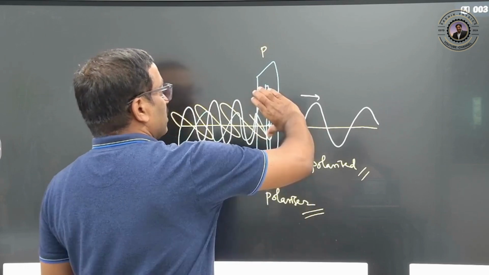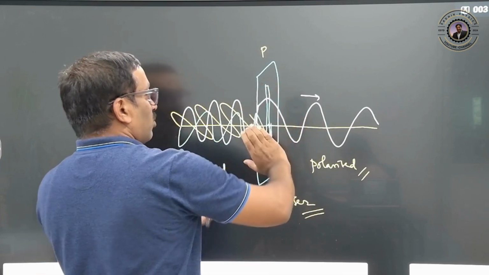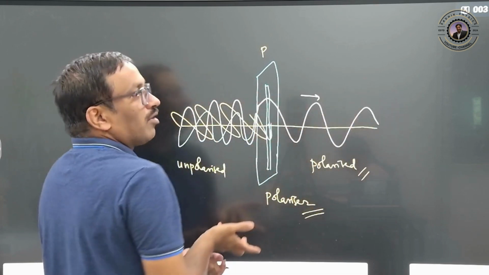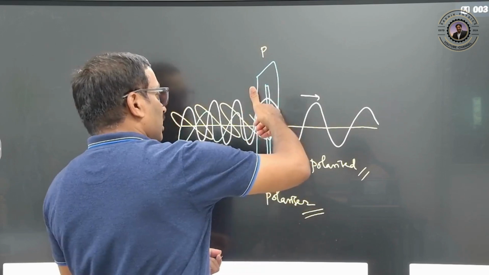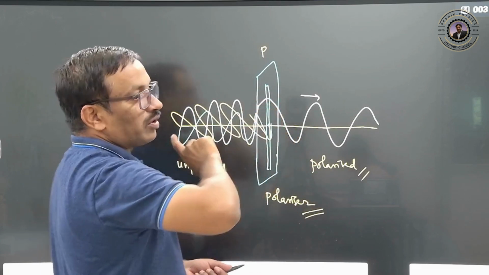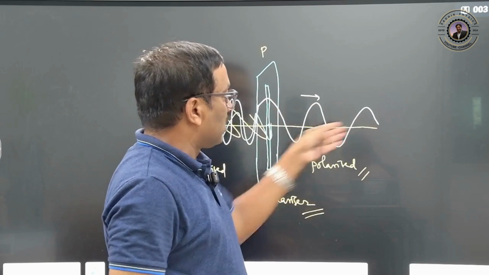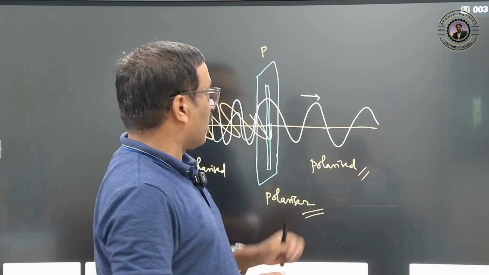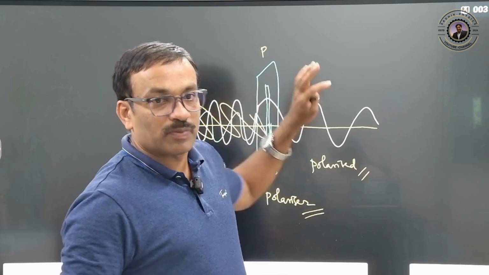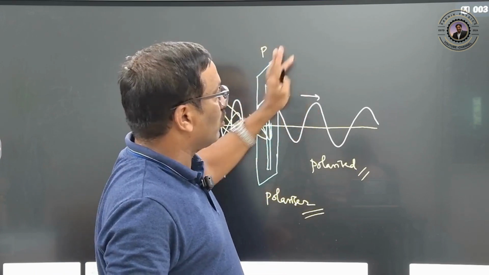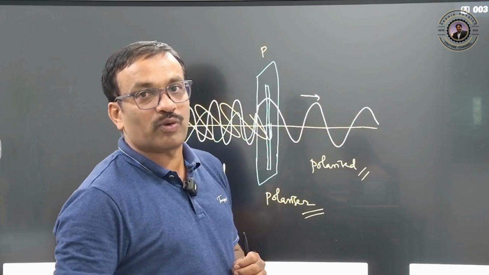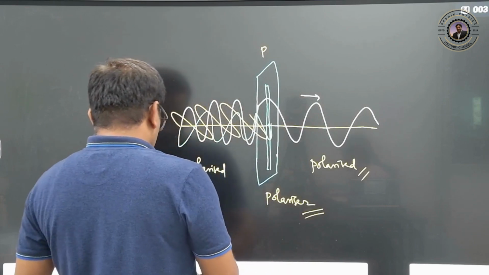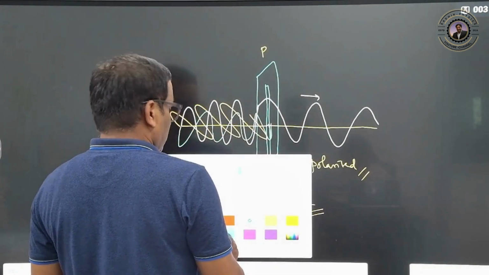Why? Because if you rotate it, the wave in that direction will come out and the remaining will be blocked. If you rotate this single polarizer, the wave will not change its intensity. So with this polarizer you are not able to identify whether this light wave is polarized or not. For this, one more polarizer is required, which we can call an analyzer.